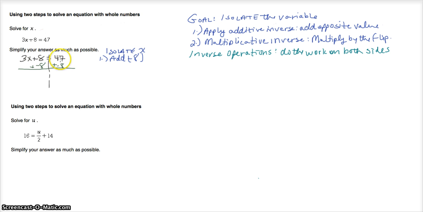And adding -8 is like subtracting. So you apply your sign rules here. And when we get 47 minus 8, we're going to end up with 39. And this is going to cancel out and become 0, which is what we want. And we're going to get 3x.